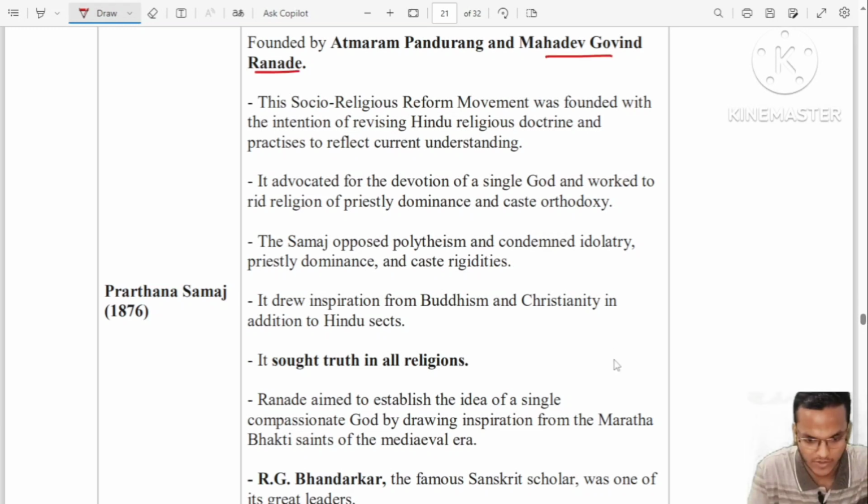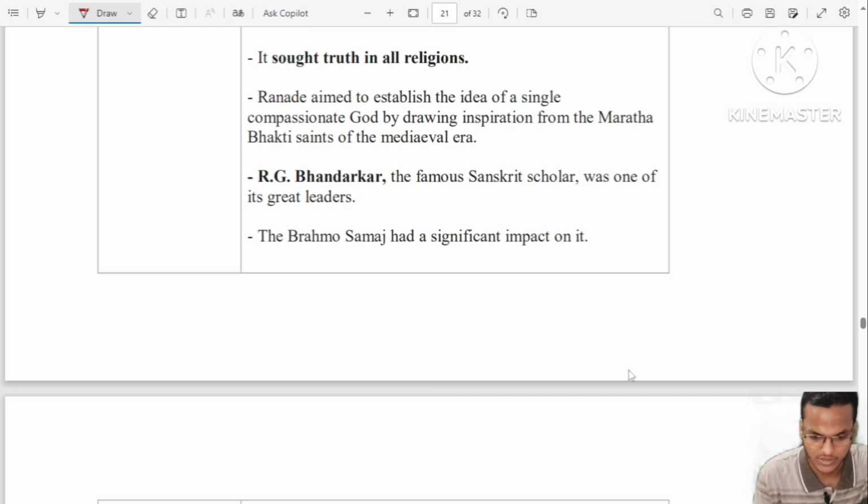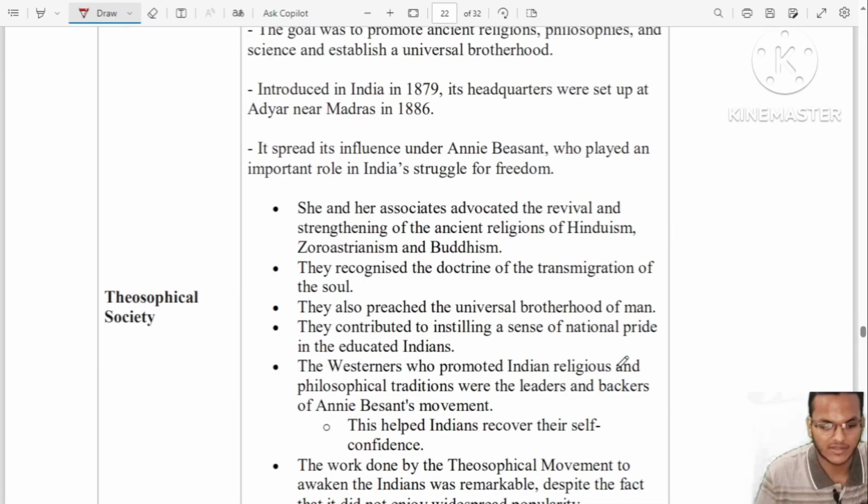So next is Prarthana Samaj. Mahadev Govind Ranade was the founder, along with Atmaram Pandurang. It also spoke about a single god, devotion to a single god, and worked against the rigid caste system, priestly dominance, and polytheism. They also believed in monotheism. R.G. Bhandarkar, the famous Sanskrit scholar, was a great leader.